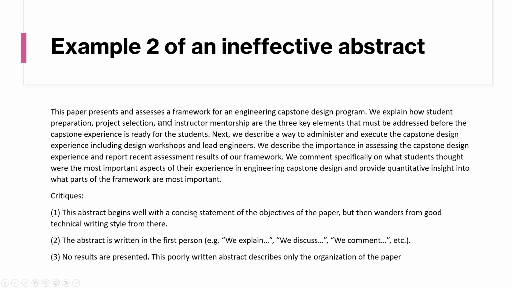The abstract begins with a concise statement, but then it wanders from good technical writing. So again, there's not effective technical writing throughout this paper. The abstract is written in first person, which is a no-no, especially in technical writing. There are no results. In the last sentence, they comment specifically on what students thought were the most important aspects of the experience, but they didn't talk about the results. No tests going on, no hypothesis tests, nothing showing what they're demonstrating. So use these as a framework for drafting your abstracts as you finish up your papers.